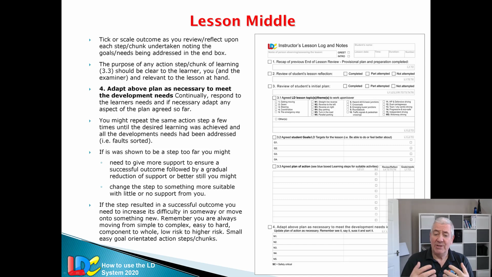If the step resulted in a successful outcome, you need to perhaps increase its difficulty on the next attempt in some way, or move on to something new, or reduce your level of support. Remember, you're always moving from simple to complex, easy to hard, component to whole, low risk to higher risk. Small, easy, goal-oriented actions or steps or chunks. This is vital if we want to help people develop quickly. If we've got this balance between challenge and ability matched nicely, it just makes everything work.